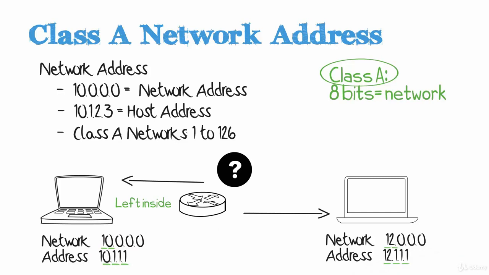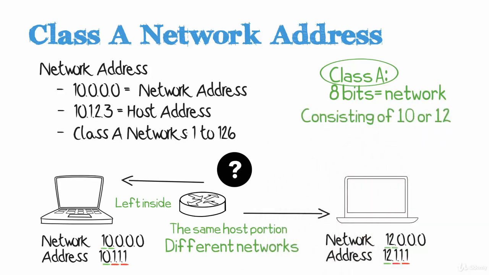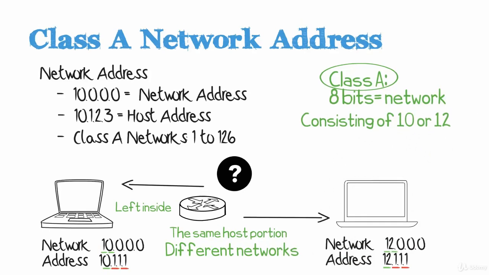This is the reason why 2 hosts can have the same host portion. So in this example, the host portion is 1.1.1 because they're on different networks. The network portion is different. The router can use the classful network, in other words, the first octet consisting of 10 or 12, to differentiate between multiple networks. So in this case, it's routing on the first 8 bits of the address.